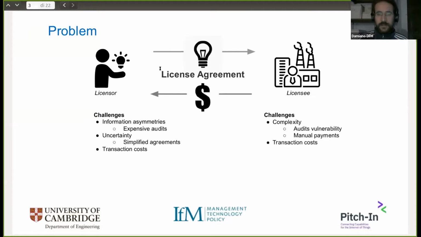What are the problems of today? So the standard system of how today's license agreement works. Basically, it's not very modern as a system. Much of the operations are still manual and are still cumbersome for both parties. How it works is that we have an agreement on some royalties to be paid, and those royalties depend on some royalty base, which needs to be managed and computed on the licensee side.